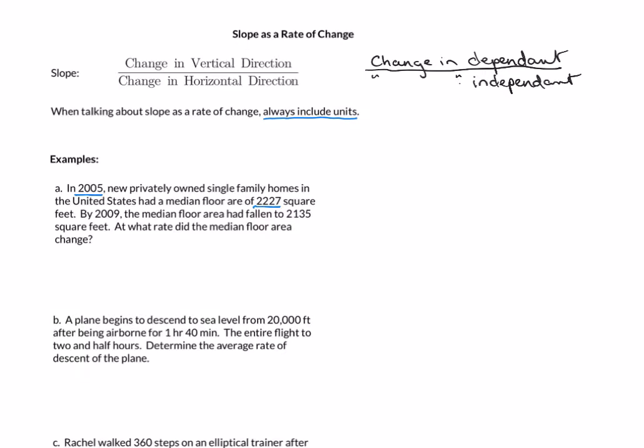Now when we talk about independent and dependent variables, for independent variables, we have no control over that. They change no matter what. So in this example, what is my independent variable? It's the time. Do I have control over the year? No, I don't. I have control over the square footage. So my first point is going to be 2005, 2227.